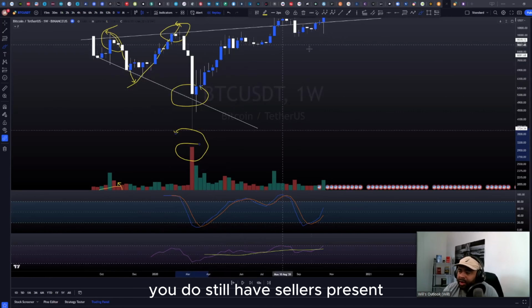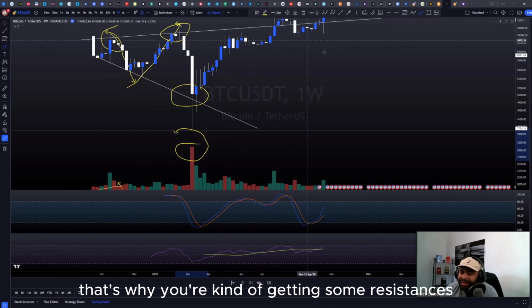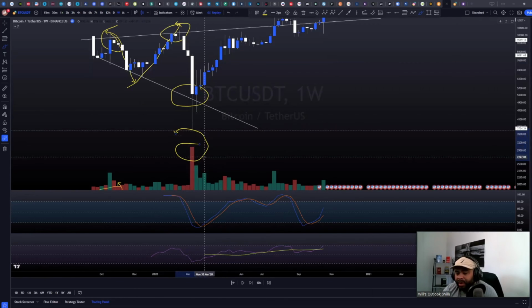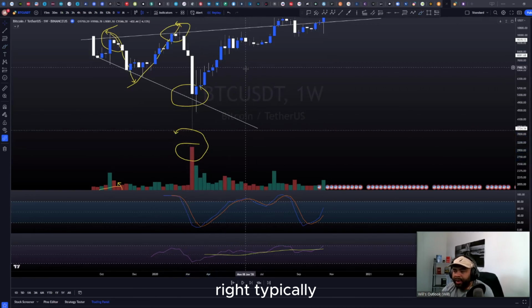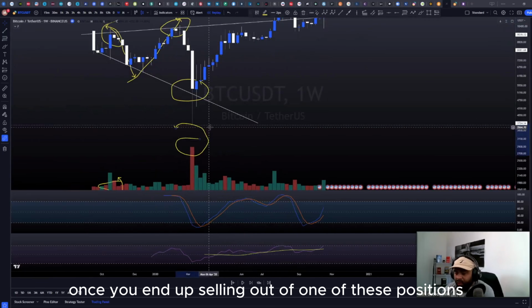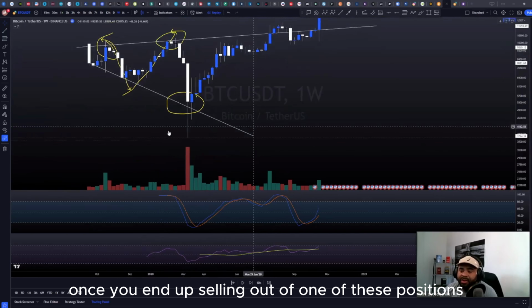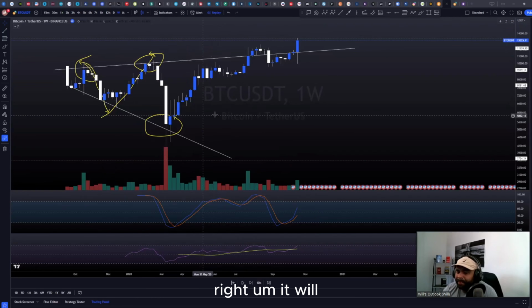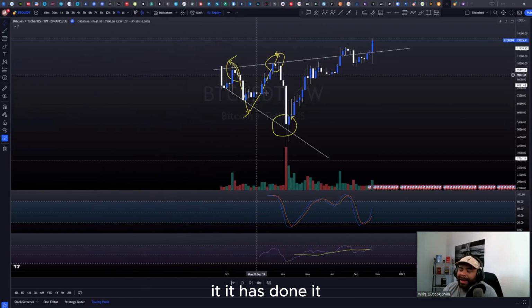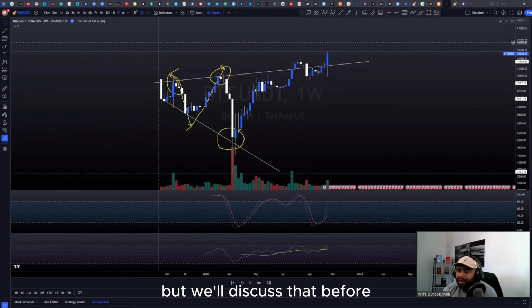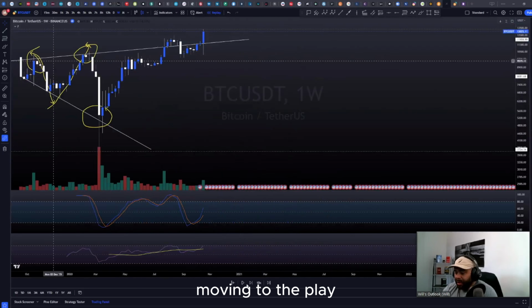You do still have sellers present. That's why you're kind of getting some resistances, but most of your sellers have sold the bottom of this move. And now they're looking for re-entries, right? Typically, the market does not give you that opportunity. So once you end up selling out of one of these positions, the market tends to not want to come back to let you do that twice, right? It has done it as far as where the market dropped over here originally, but we'll discuss that moving forward. So let's go ahead and move into the play.